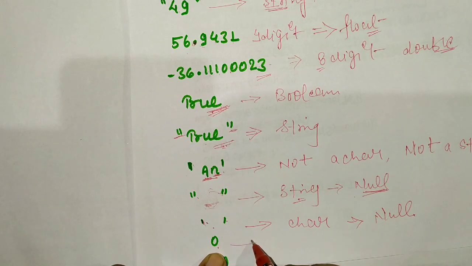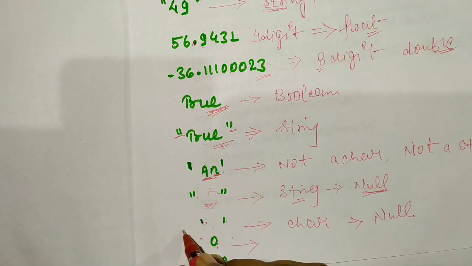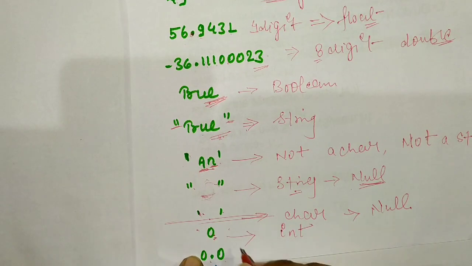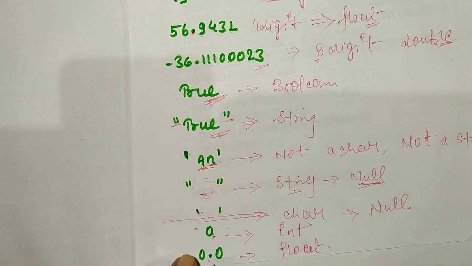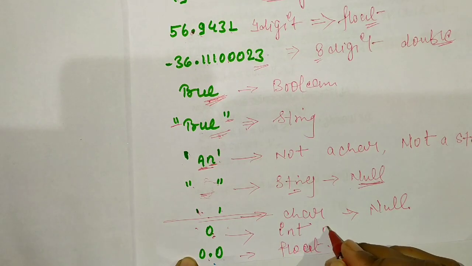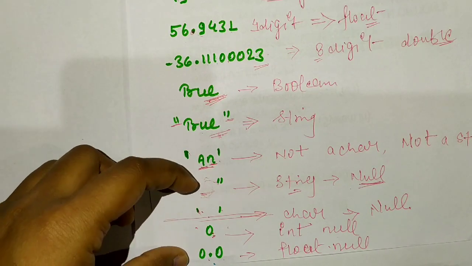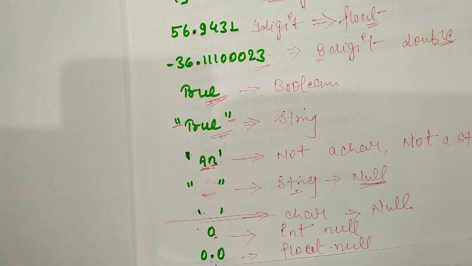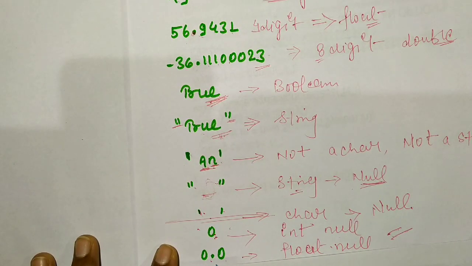Here 0 is a digit but not in a single quote or a double quote, both are different. So this is an integer. And the last one is 0.0. It is a float value, a null float value. The last four are examples of null string, null character, null integer and null float. This is enough for data types. Thank you.